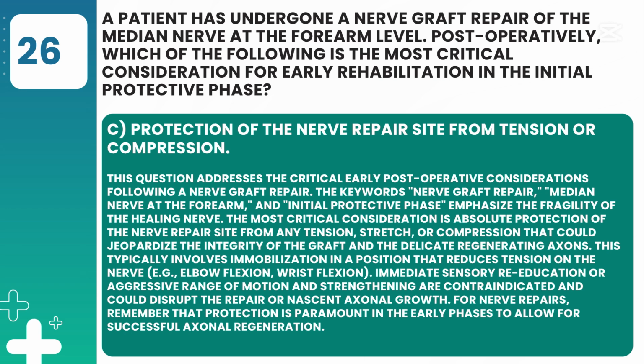This typically involves immobilization in a position that reduces tension on the nerve, e.g., elbow flexion, wrist flexion. Immediate sensory re-education or aggressive range of motion and strengthening are contraindicated and could disrupt the repair or nascent axonal growth. For nerve repairs, remember that protection is paramount in the early phases to allow for successful axonal regeneration.